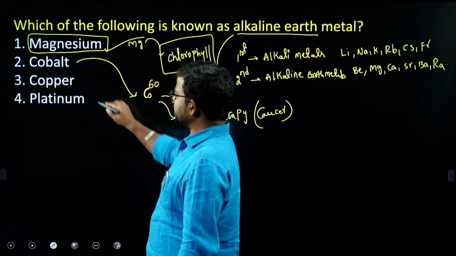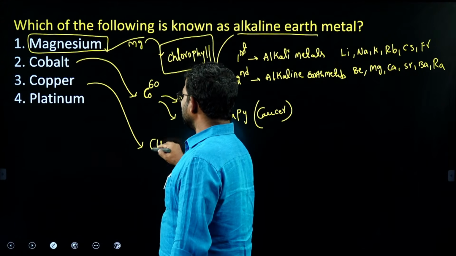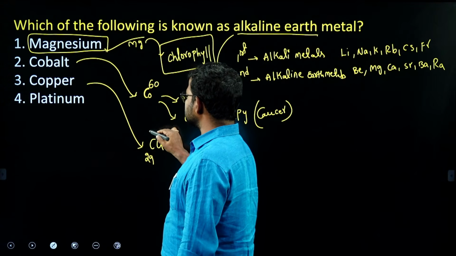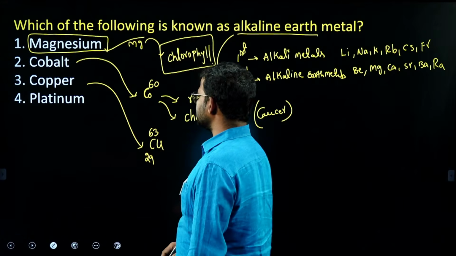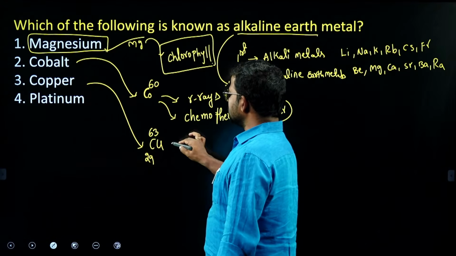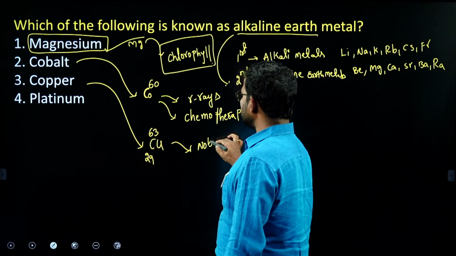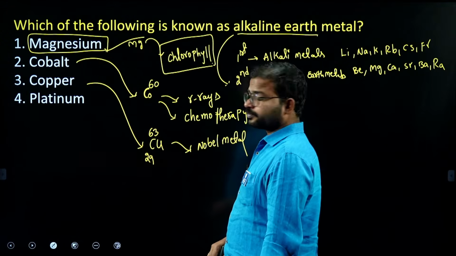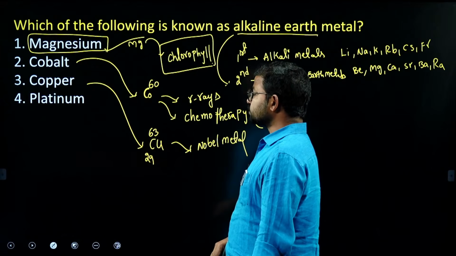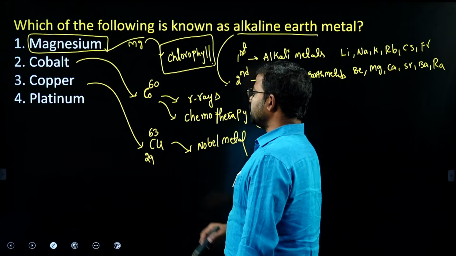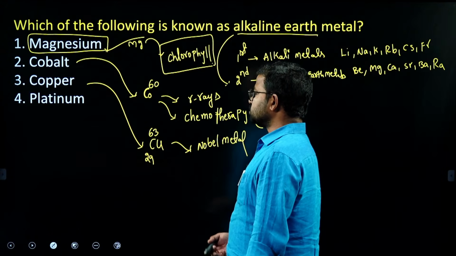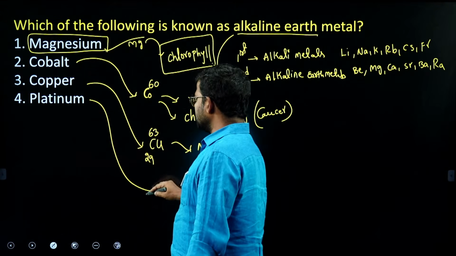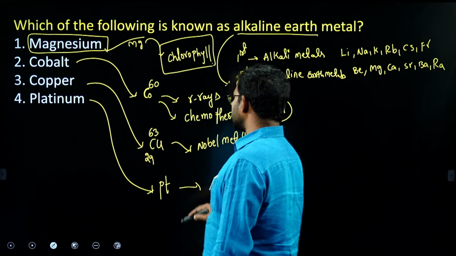Now, next copper, Cu. The atomic number of copper is 29, and the atomic mass is approximately 63.5. This is a noble metal. The reason is it reacts with very few elements, like copper, silver, gold, next platinum. So these are all treated as noble metals. Platinum is also treated as a noble metal.